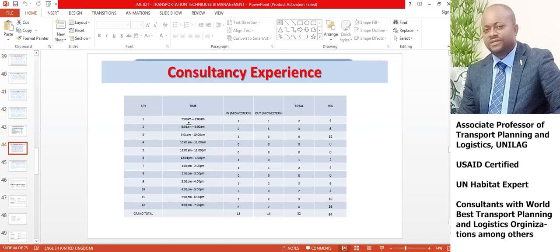This is a real life survey. Class, don't forget that we are discussing the passenger car unit. What time is this? Serial number 1? 7 a.m. to 8 a.m.